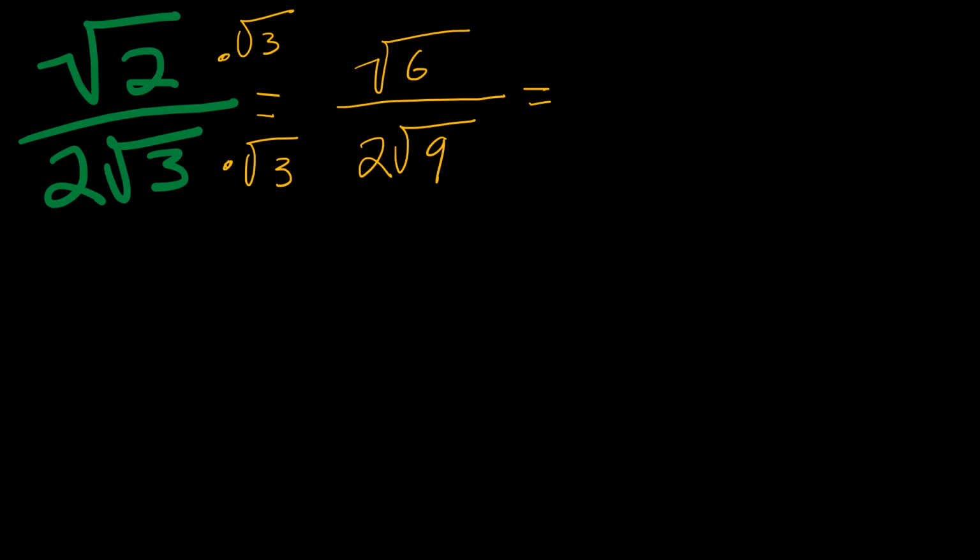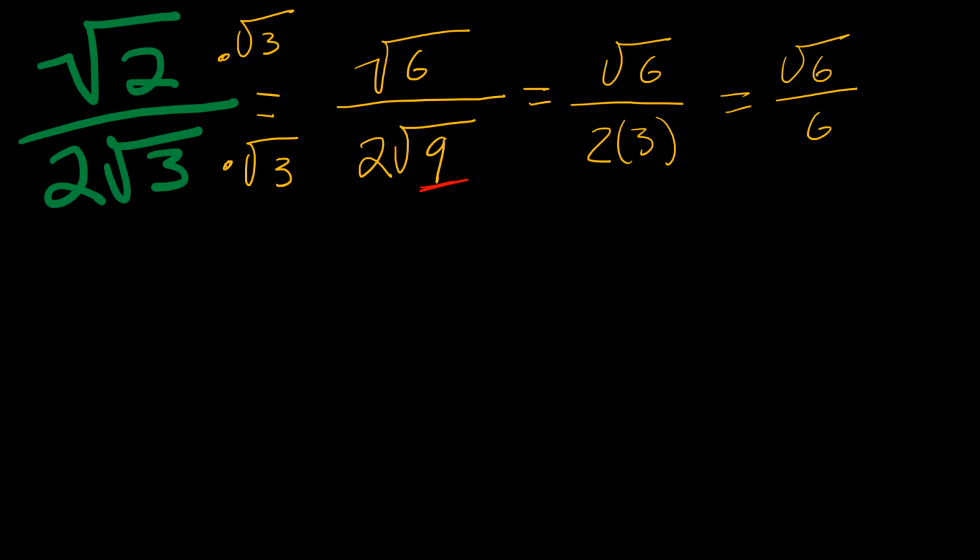I can simplify this, right? Because the square root of 9 is just 3. So this would be 2 times 3, which is 6, so the answer is root 6 over 6. Let's do another problem.